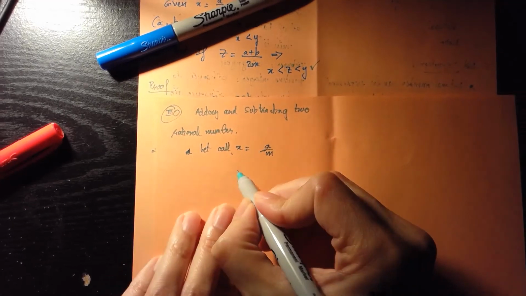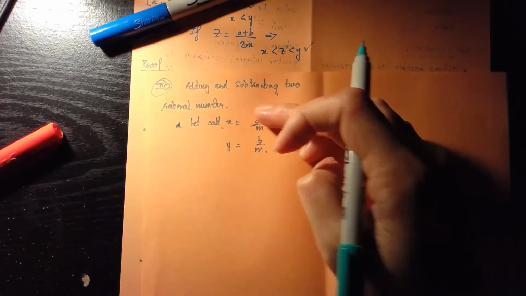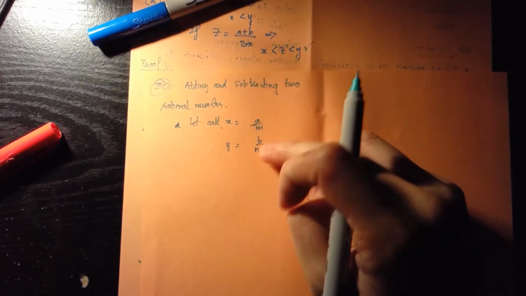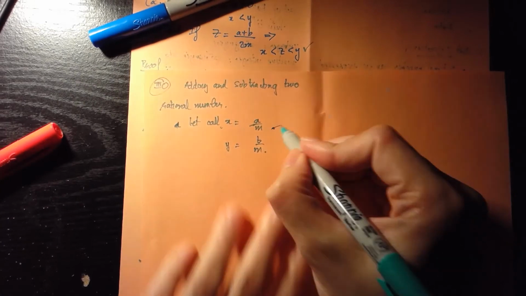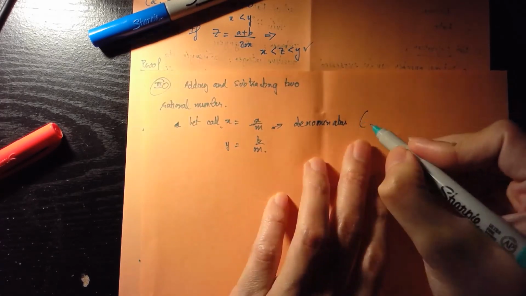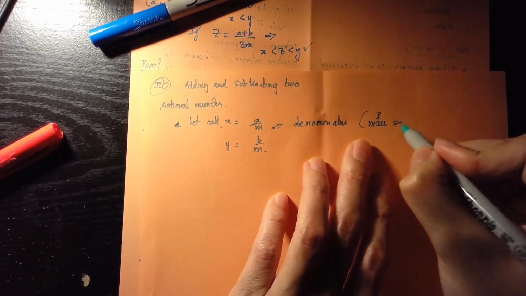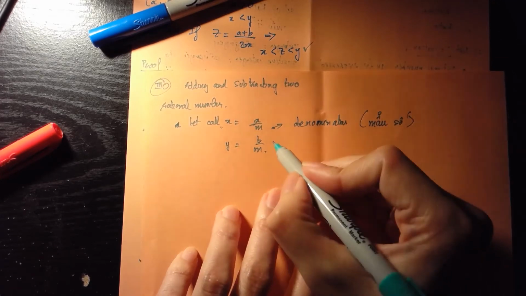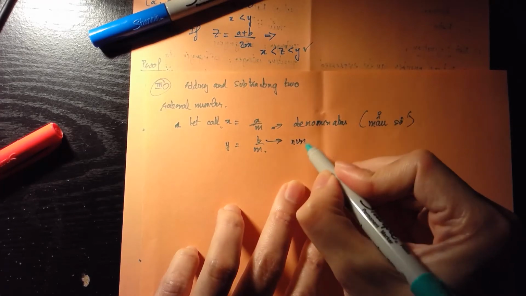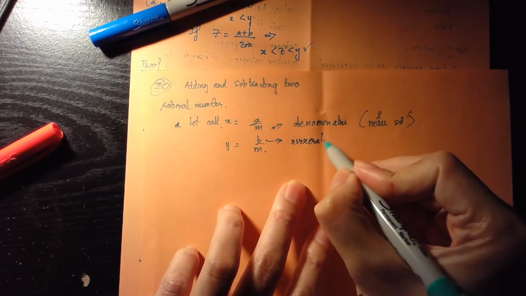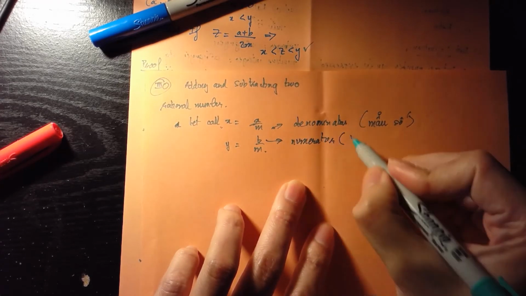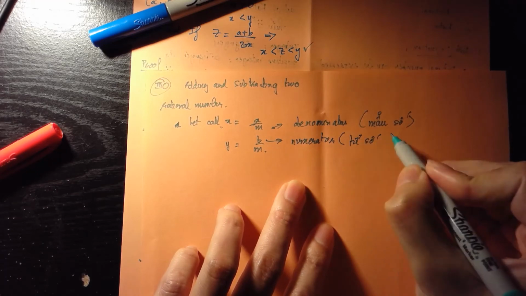It looks like these two rational numbers have the same denominator, right? Because the m over here and the m over here are the same thing. So denominator là mẫu số và numerator là tử số. Okay.